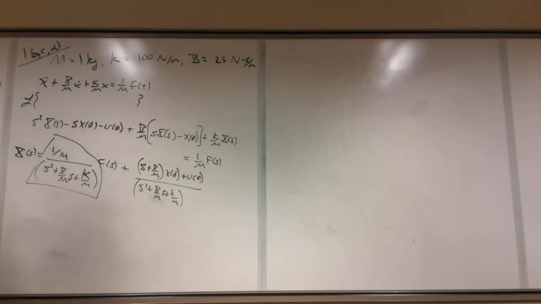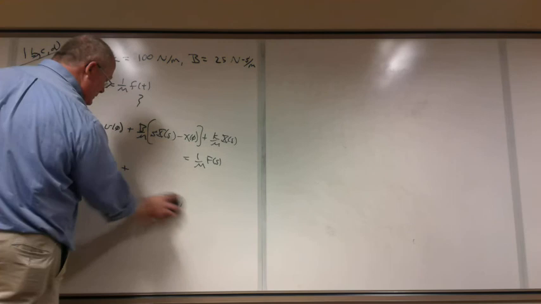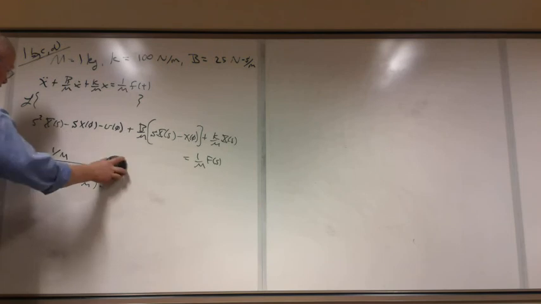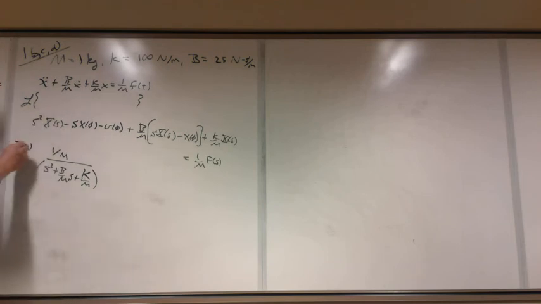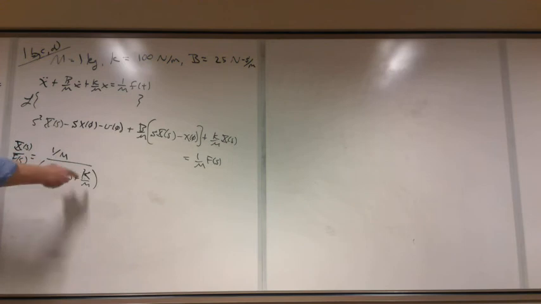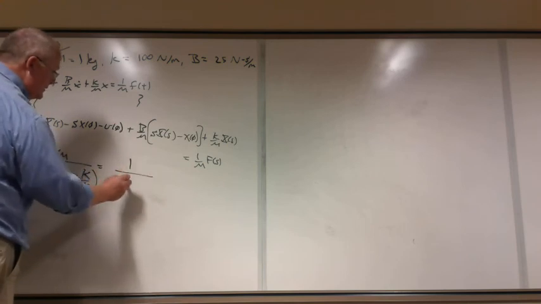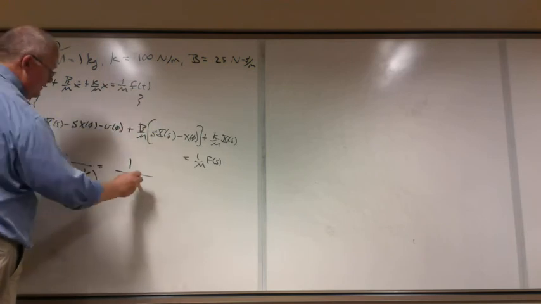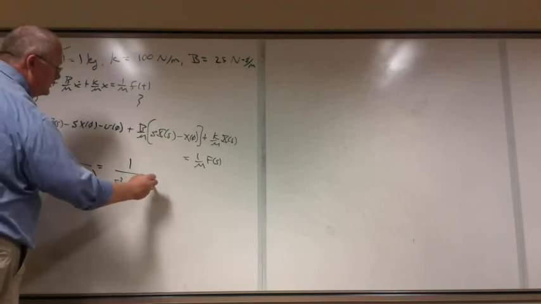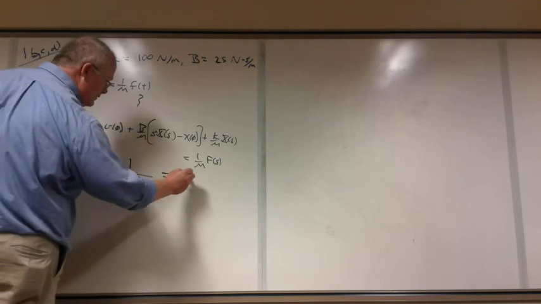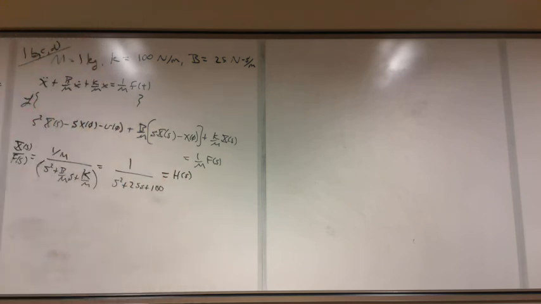So we can actually ignore this and just say, look, the transfer function is the ratio X(s) over F(s) is equal to this. That is the transfer function. In this specific case, it's equal to 1 over s squared plus b over m being 25, s plus 100. That's X(s) over F(s). We can call that H(s) if you want to. And so that is the answer to part 1b.